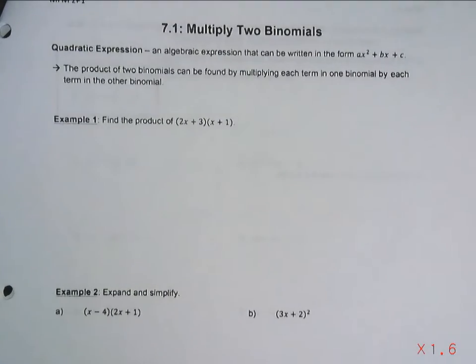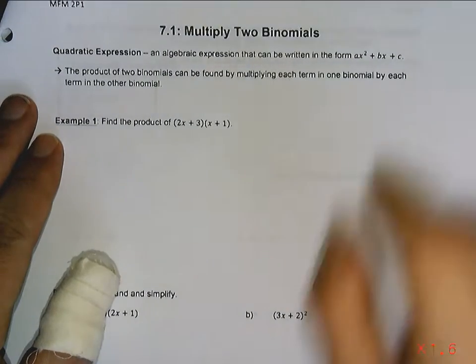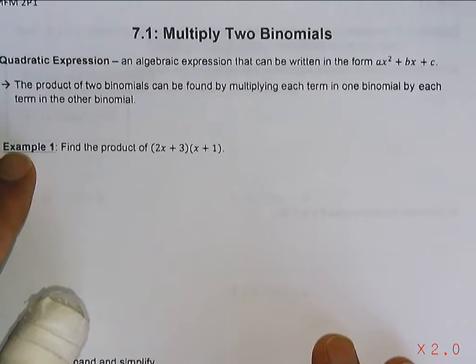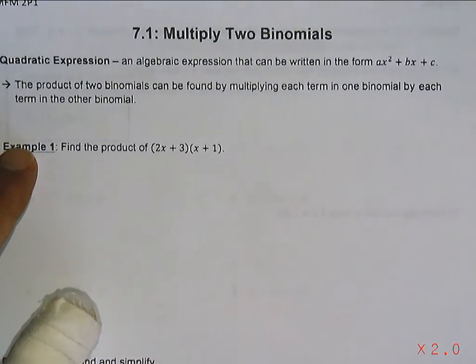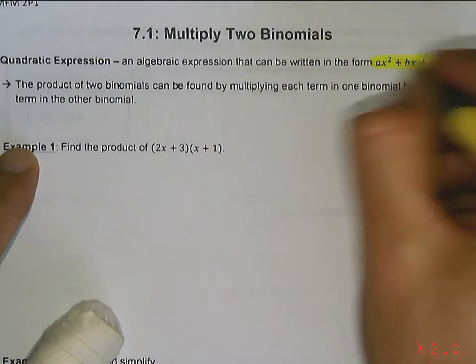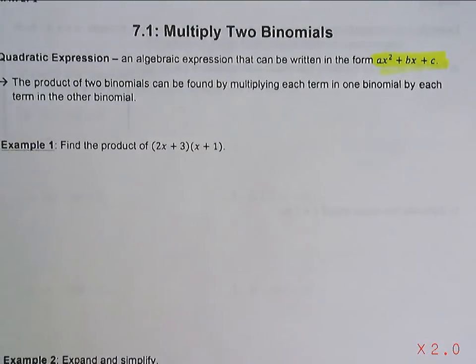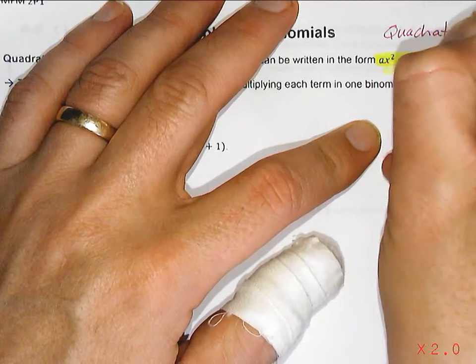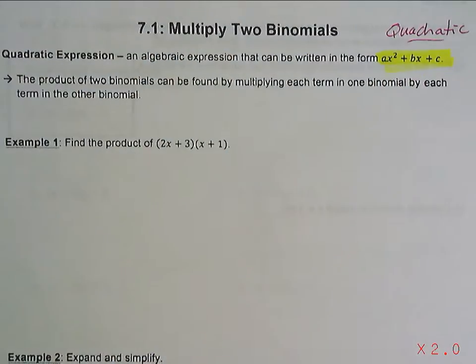Okay, so moving on. 7.1, multiplying two binomials. I think you've seen this in grade 9. We're just going to go over it and make sure that you're experts at it. So we need this in what we're doing with quadratics because a quadratic is in this form, remember? A quadratic is in the form ax squared plus bx plus c. That is the form of a quadratic, and that's what we're going to be talking about. We're going to talk about that an awful lot this year from now on, and we're going to talk about that an awful lot in grade 11.